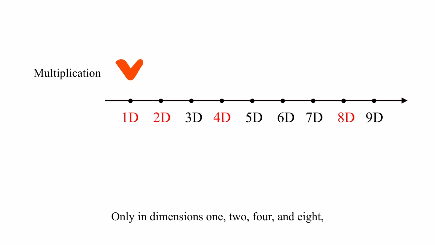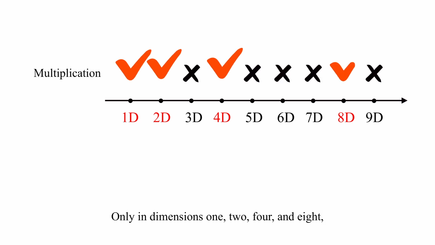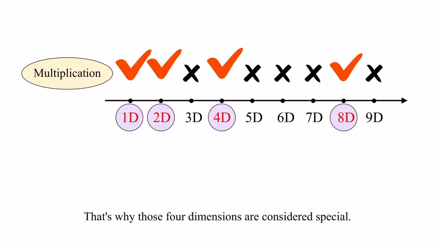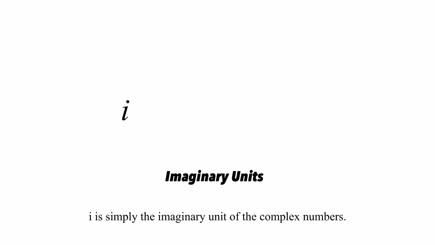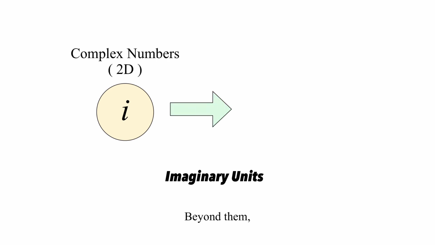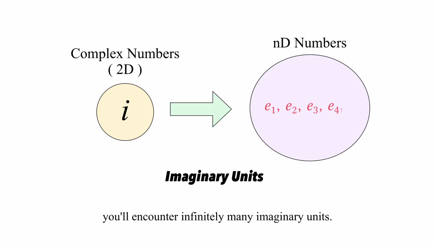Only in dimensions 1, 2, 4, and 8, those familiar multiplication properties can be preserved. That's why those 4 dimensions are considered special. I is simply the imaginary unit of the complex numbers. Beyond them, you'll encounter infinitely many imaginary units. But you are the only one.